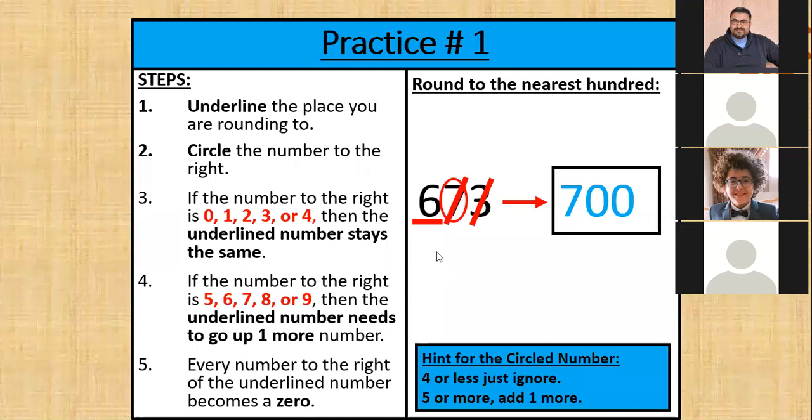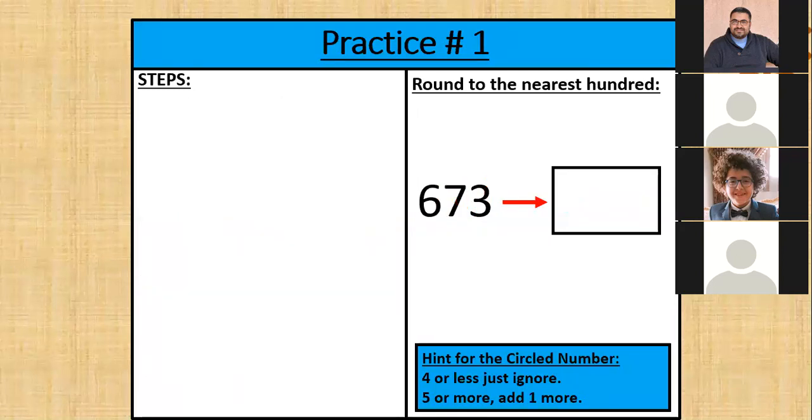So Lian tells me that when we round 673, the answer will be 700. How did Lian do this? I will make it again from the beginning. Lian put a line under 6. Why did Lian put a line under 6? Why didn't she put a line under 7 or 3?